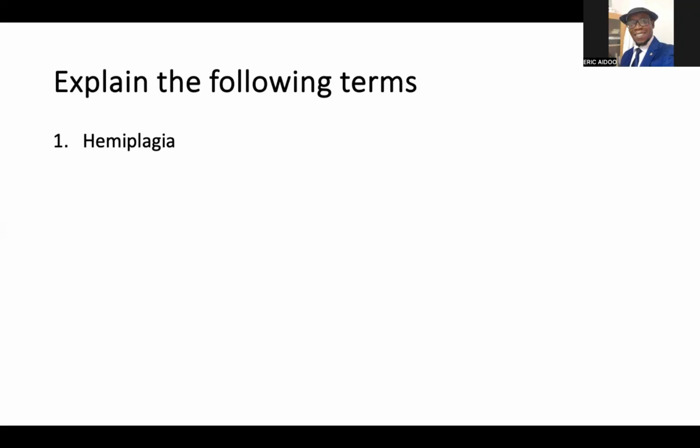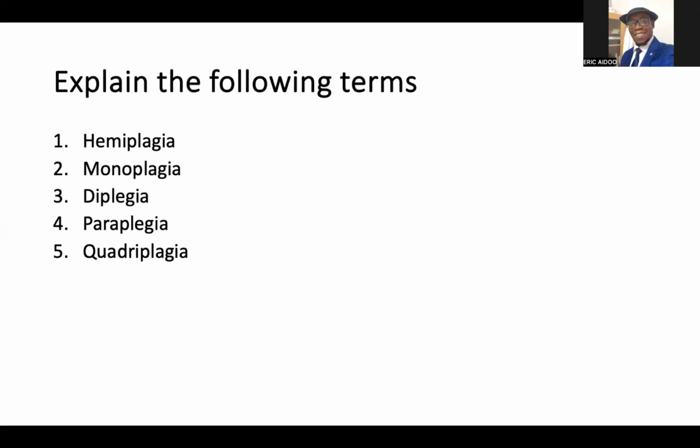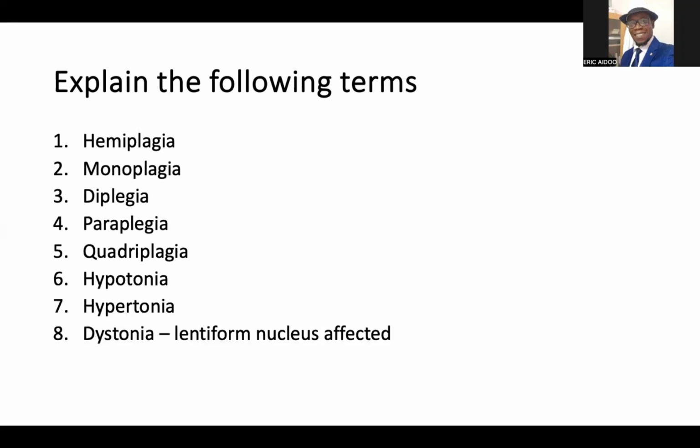You should be able to explain the following terms: hemiplegia, monoplegia, diplegia, paraplegia, quadriplegia, hypotonia, hypertonia, dystonia, which is related to the lentiform nucleus, then chorea, corpus striatum affected. The lessons on lentiform nucleus and corpus striatum have been covered in another video. You can look at that.